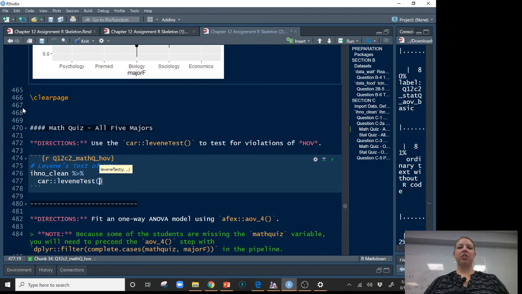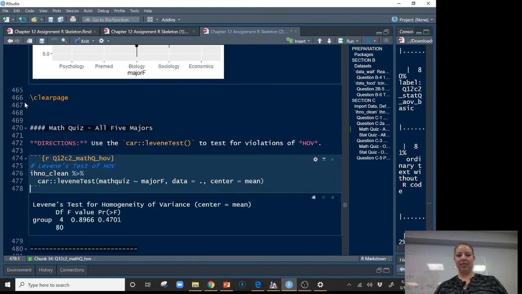Which one are we supposed to do first? Let's do math quiz. Math quiz, tilde, the grouping major, capital F, data equals, dot, center equals mean. What about homogeneity of variance for the math quiz? No evidence of a violation. So this is good. We don't want violations. Okay, I'm going to skip the next chunk.